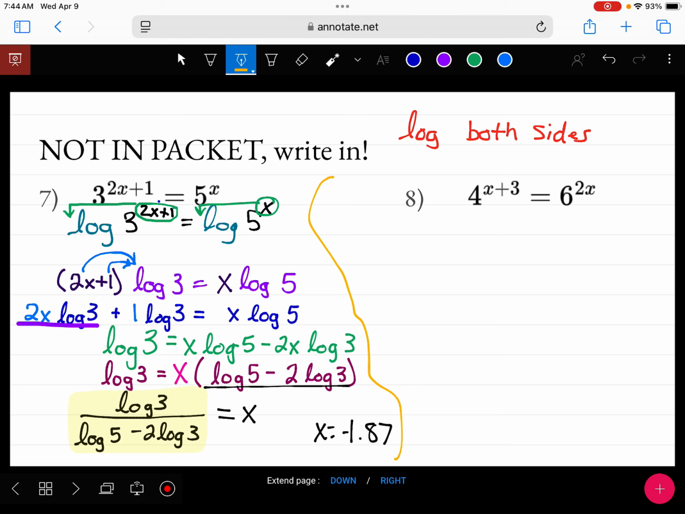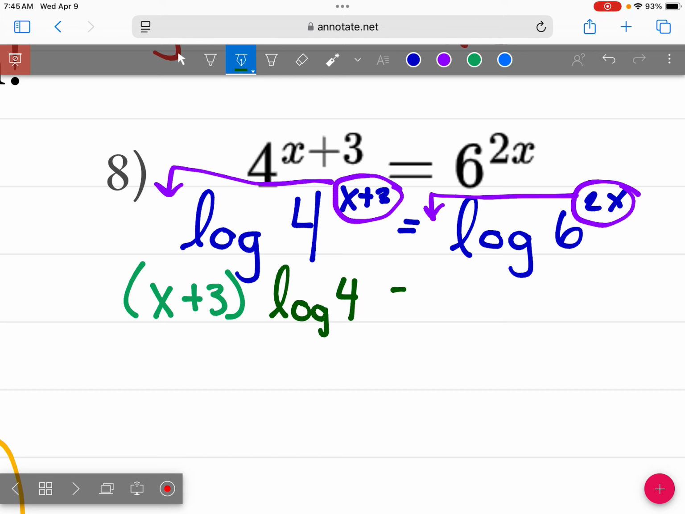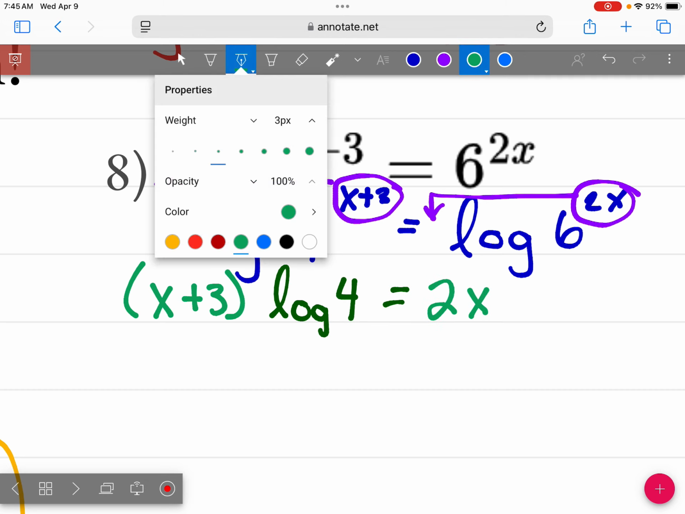There are other ways to do this, but this is one of the most reliable ways. It doesn't give us too many "if this happens, then that" cases. So then we're going to use our properties to bring our powers down. So we're going to have our x plus 3 in front of our log of 4, and that's going to equal our 2x in front of our log of 6.